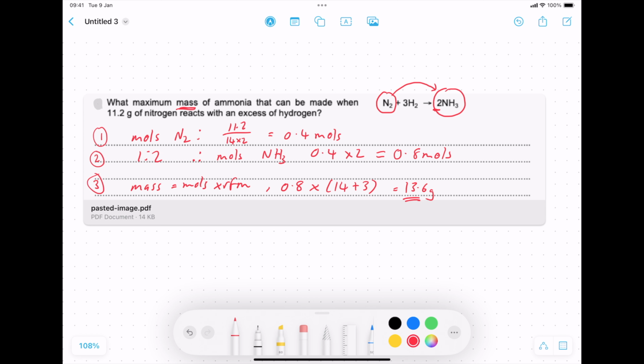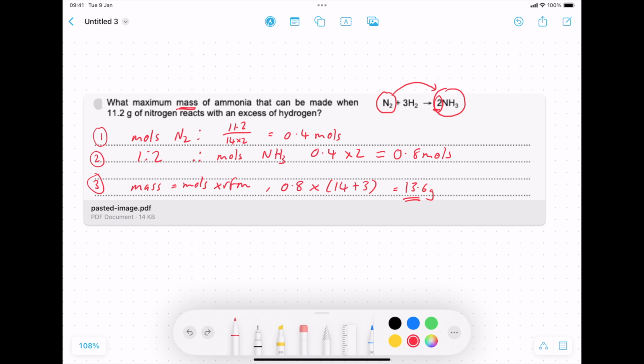Notice I did not times the ammonia by 2 there. And the reason why is because once that molar ratio number or balancing number has been used in step 2, you cannot use it again. So with the moles formulas, the gas one, the solids one, or the liquids one, you always use the RFM for 1 unit of that particular reactant. Okay, you ignore the balancing numbers. So we're producing 13.6 grams of ammonia.